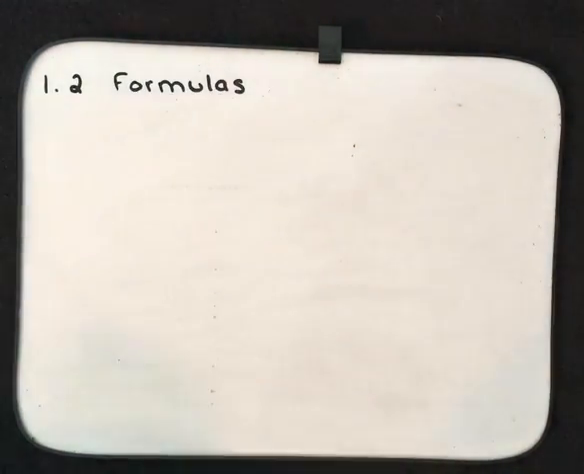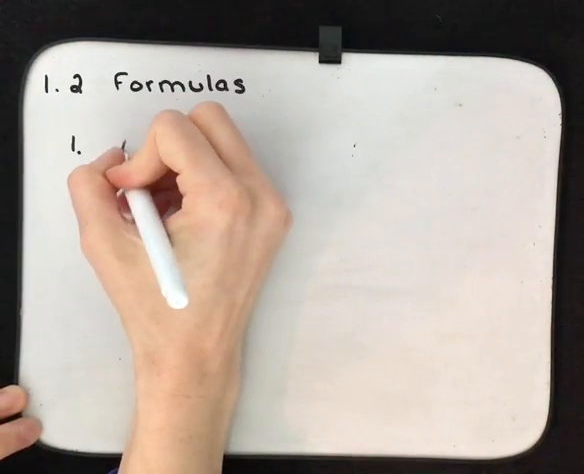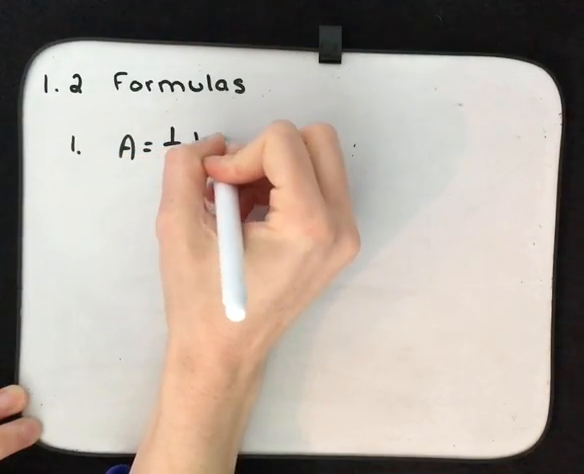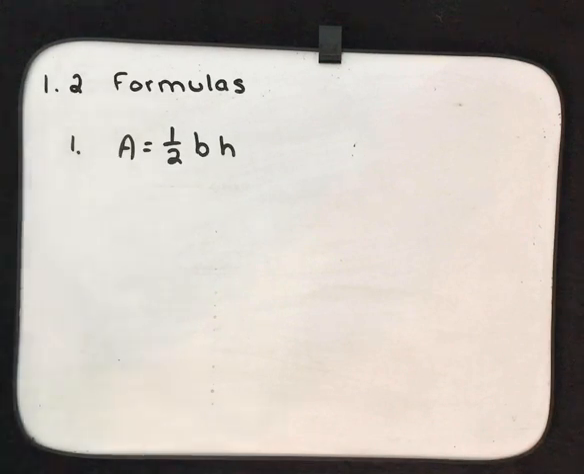Sometimes you are asked to solve a formula for a variable. So let's look at how we solve a formula for a specific variable. Number one, we have area equals 1/2 base times height. This is a common formula for the area of a triangle. And in this question, sometimes we want to solve for a different piece. So for example, let's say that we were asked to solve for h.